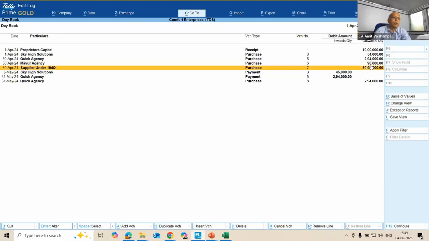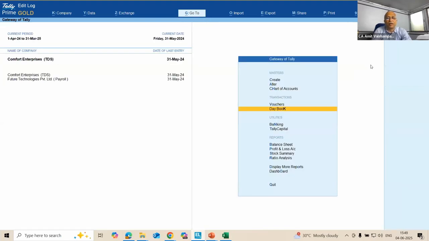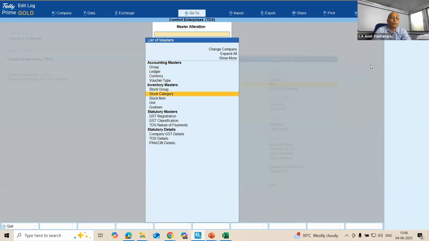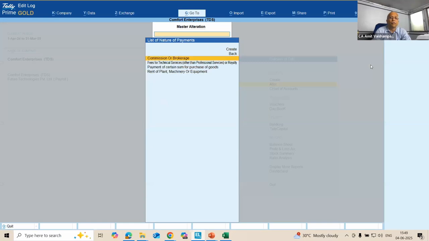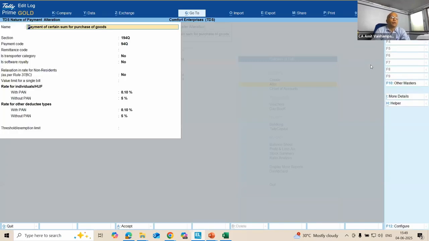So I have deliberately kept the name of the ledger as 194Q only. You have an option here again. Go to alter, go to TDS nature of payment, and I mentioned here as payment for certain sum for purchase of goods. So this is where you create this 194Q as a TDS nature of payment.